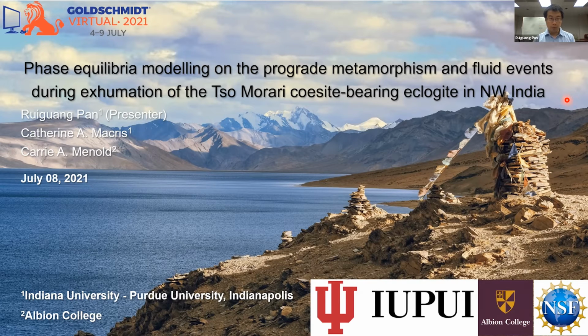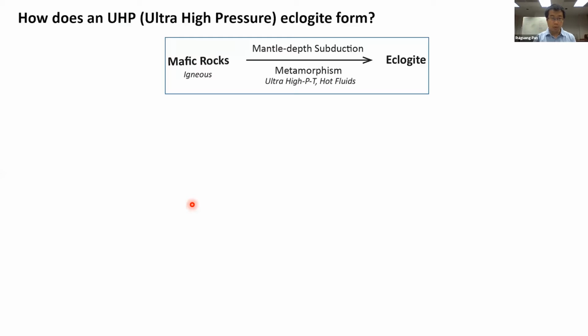Today, I'm going to talk about the phase equilibrium modeling of the prograde metamorphism and fluid events during exhumation of the Sumdo eclogite-bearing terrane in northwest India. First, let's look at how a UHP eclogite forms in a subduction setting. If the original rock is a mafic rock and is subducted to mantle depths and experiences ultra high pressure, it will become eclogite.